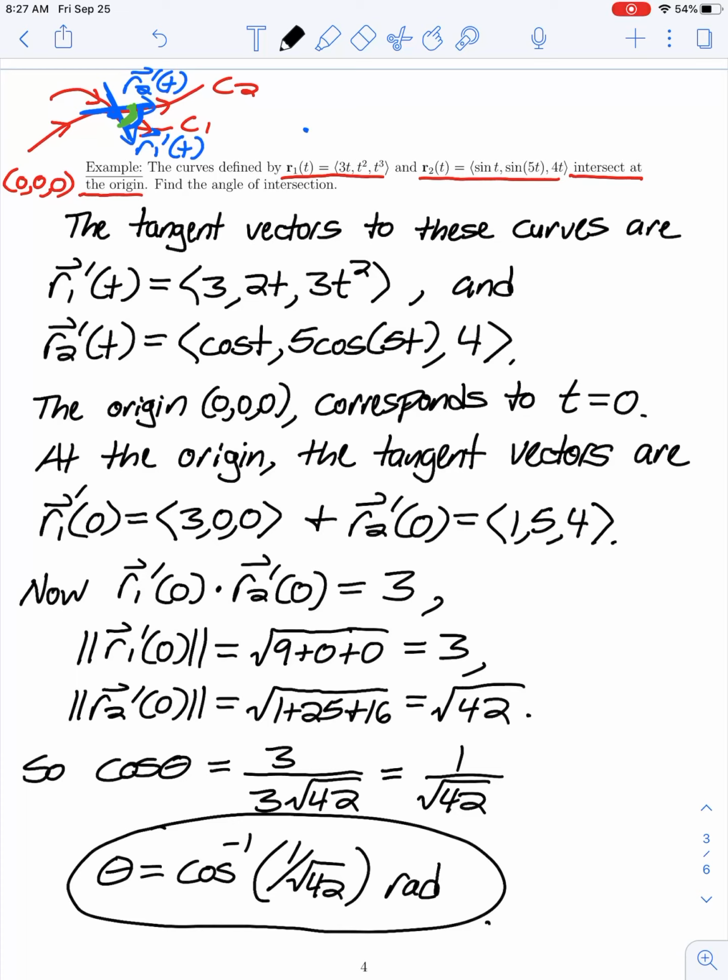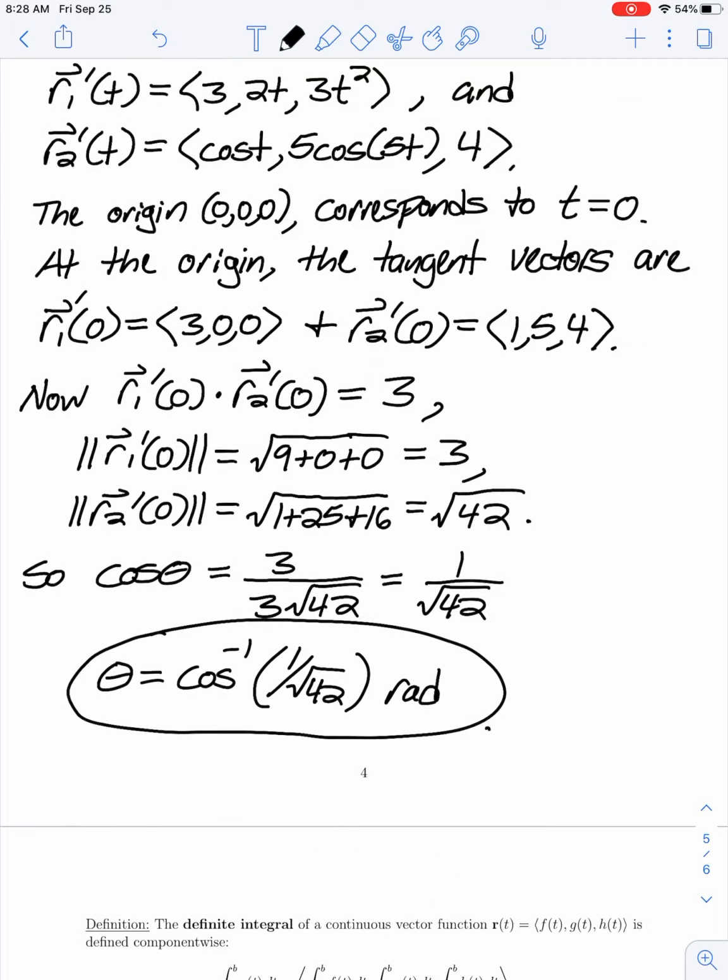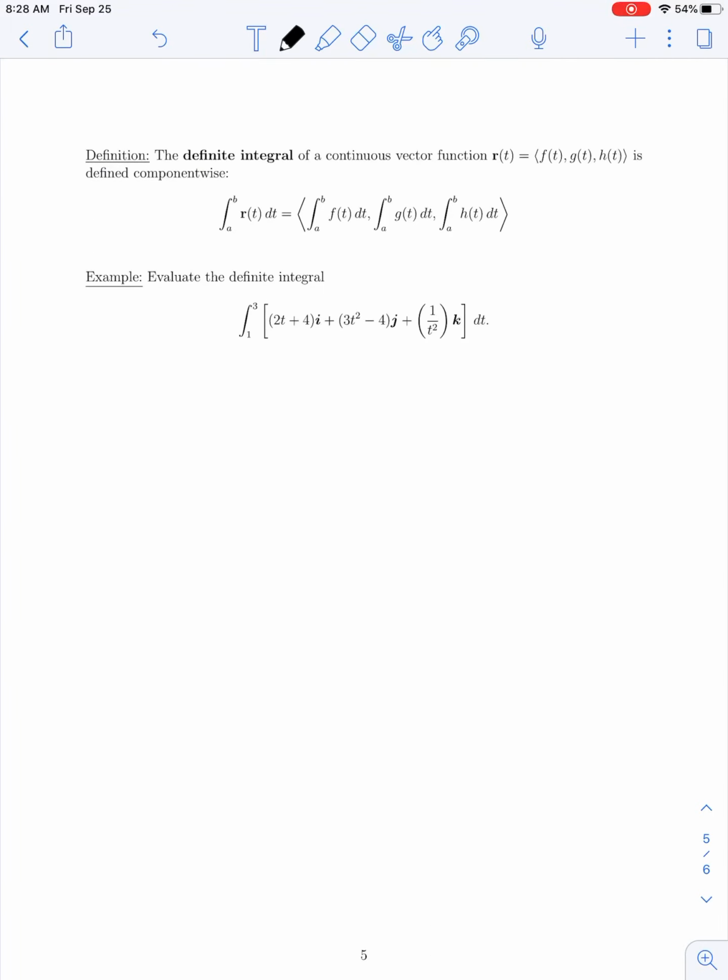All right. So this last example illustrates how we can use tangent vectors to space curves in order to find the angle of intersection between two space curves at a particular point. So to finish out this section, we'll start talking about integrals, either definite or indefinite integrals of these vector functions.